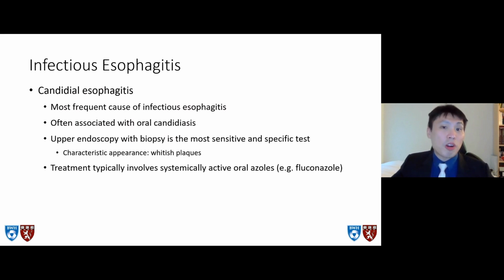Candida is the most frequent cause of infectious esophagitis. It's most often associated with oral candidiasis as well. Upper endoscopy with biopsy is the most sensitive and specific test for it. The characteristic appearance is these whitish plaques we might see throughout the esophagus. Treatment typically involves systemic treatment with oral azoles like fluconazole.